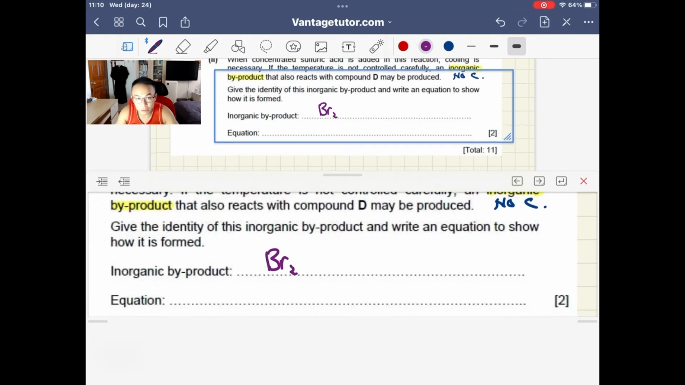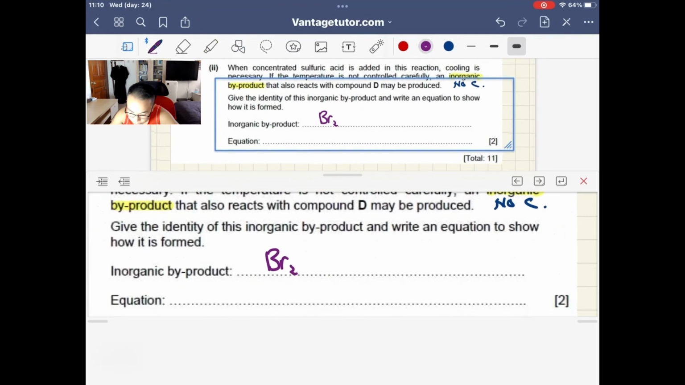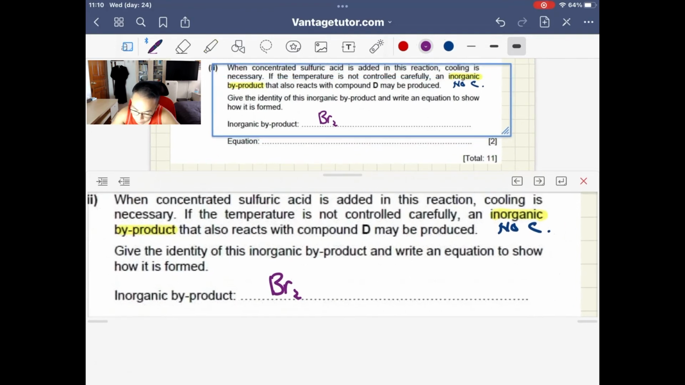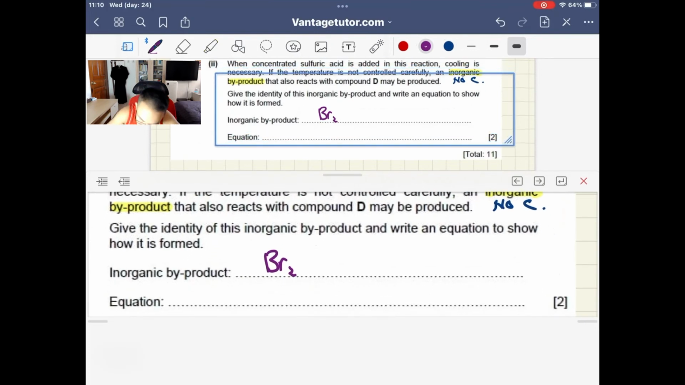So now it's about trying to balance the equation. Show me how a side product is formed. So cooling is necessary. So firstly, if it's not controlled, an inorganic byproduct is formed. So I would suspect what they're trying to say is after forming HBr, due to temperature, it can react further. Okay, so if I add this to H2SO4, I'm expecting Br2. Then now it's about balancing the equation.